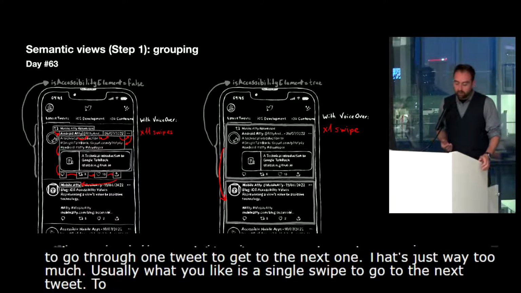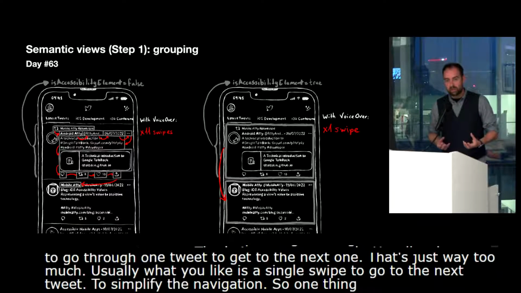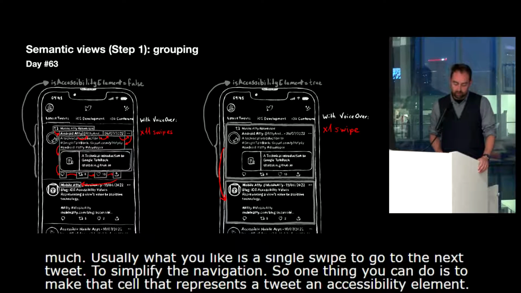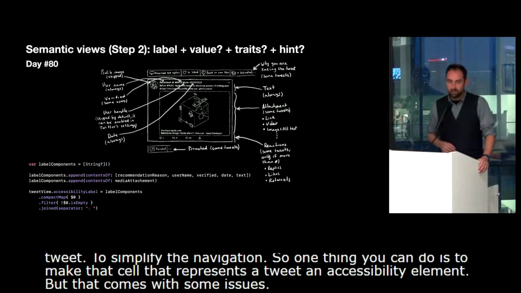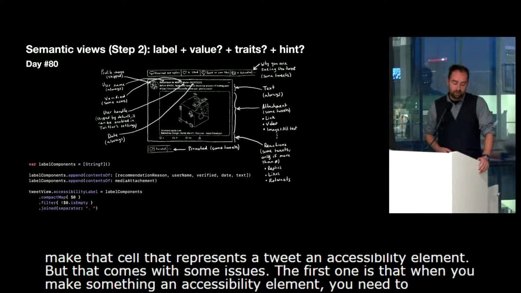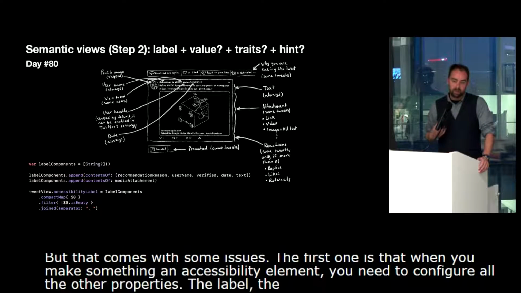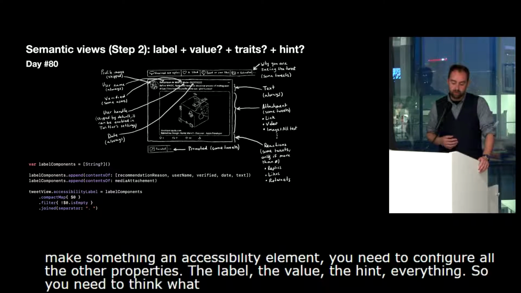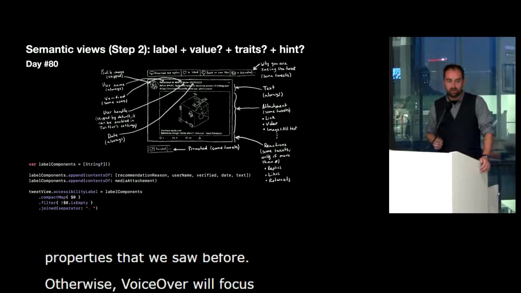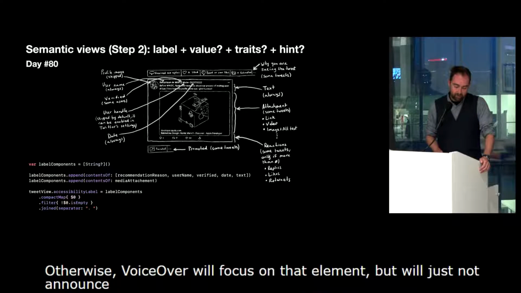So one thing you can do is to make that cell that represents a tweet an accessibility element. But that comes with some issues. The first one is that when you make something an accessibility element, you need to configure all the other properties, the label, the value, the hint, everything. So you need to think what makes sense to configure in each one of the properties that we saw before. Otherwise, VoiceOver will focus on that element, but would just not announce anything. So that's something important to know.